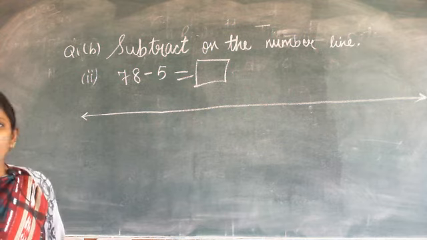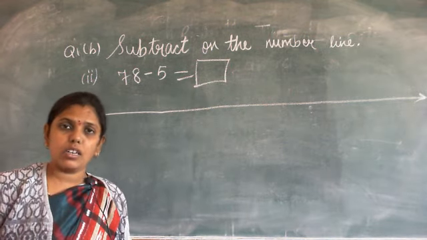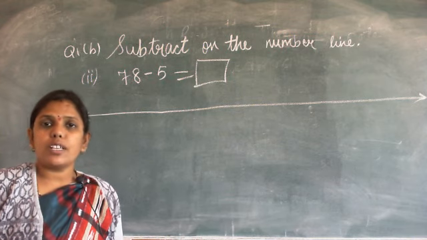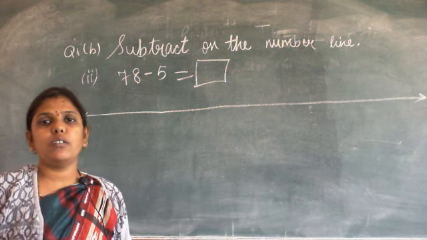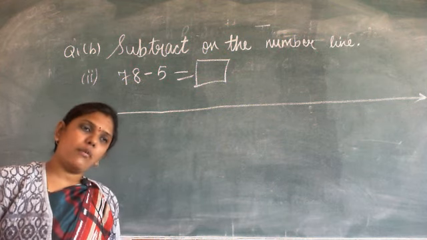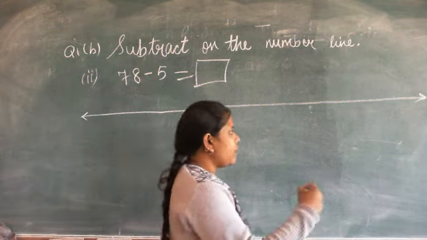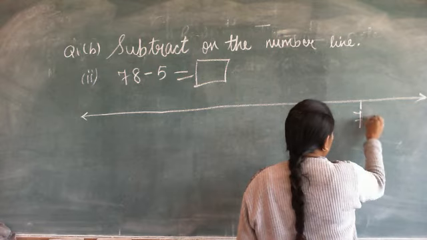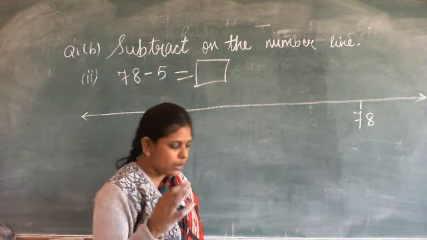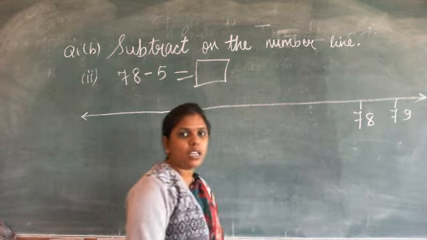Now again you have to write numbers on the number line, and 78 should be on the number line. And since we are doing subtraction, we are moving backward. So again we are going to write backward counting. So 78 is there. So first write the 78. Okay. Now write the number that comes just after 78: 79. Now write the backward counting.